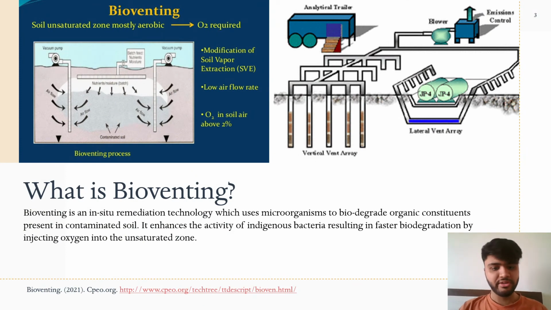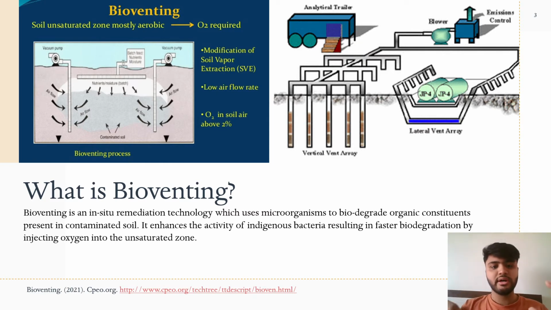So what is bioventing? Bioventing is a process where we inject oxygen into the contaminated land or unsaturated land, and with the help of oxygen, enhanced biodegradation happens, and the bacteria feed on the oxygen. It is an aerobic bacteria, so the aerobic bacteria gets oxygen, and the rate of biodegradation is faster.